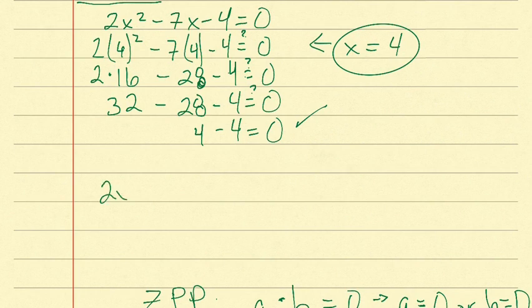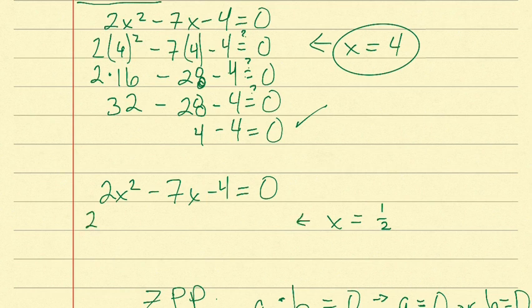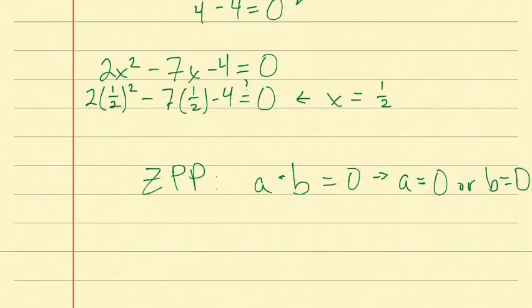Remember, I'm going to test 2x squared minus 7x minus 4 equals 0. I'm going to substitute x equals 1/2 in there. So everywhere there's an x, I'm going to substitute 1/2. My hypothesis is that the left-hand expression is equivalent to the right-hand expression.